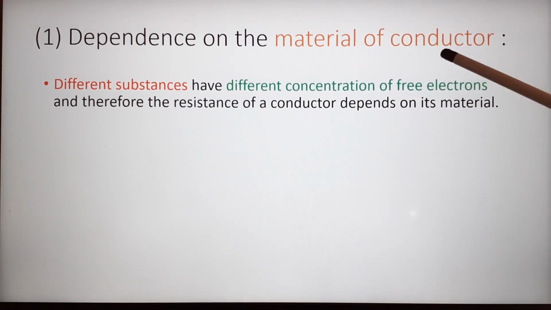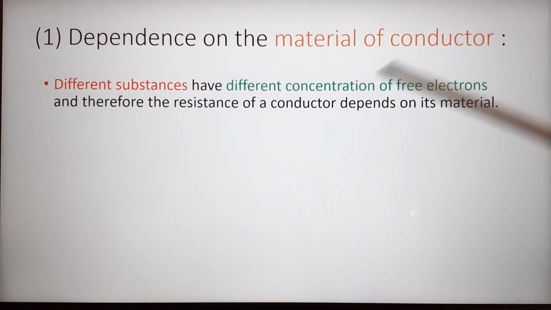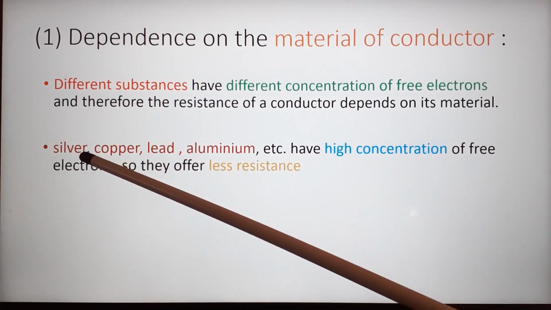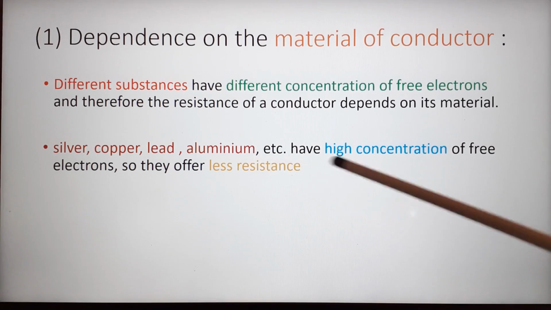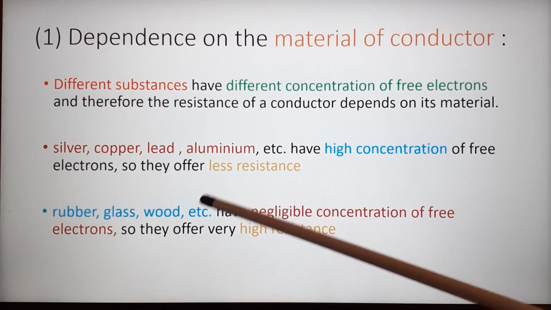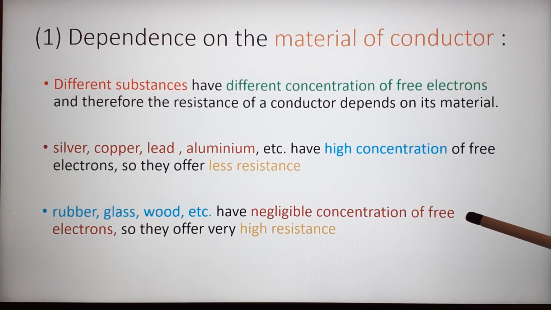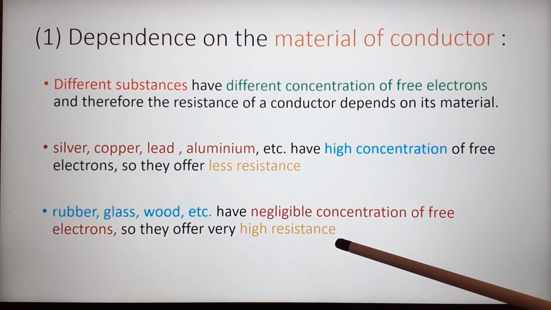First, the material of the conductor affects resistance. Every material has a different number of free electrons in it. Wherever the number of free electrons is more, definitely resistance will be less. Different substances have different concentrations of free electrons. Therefore, resistance depends on its material. Examples we have taken: silver, copper, lead, aluminium. They have a very high concentration of free electrons, so they offer less resistance. But substances like rubber, glass, wood have a negligible number of free electrons, so they have very high resistance.